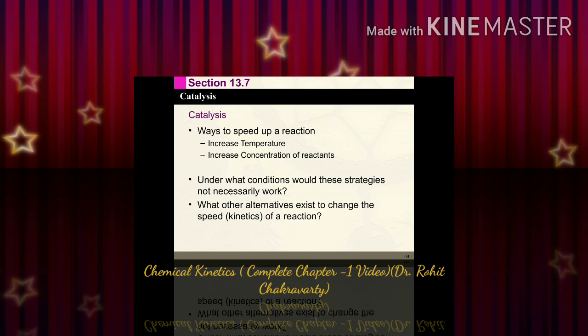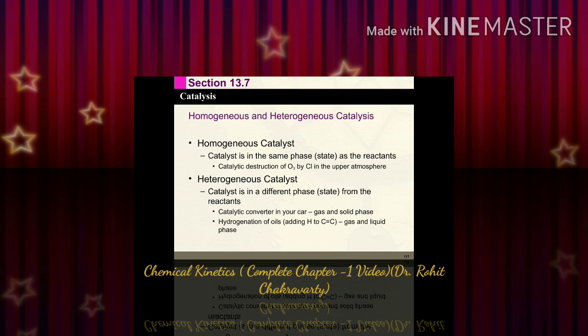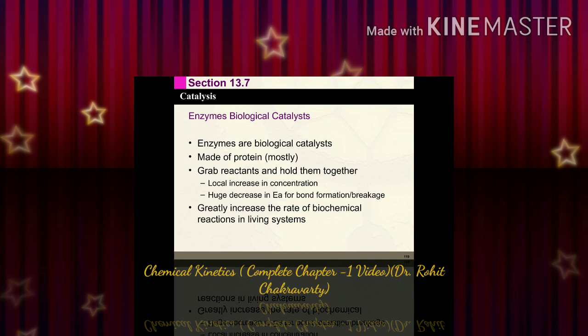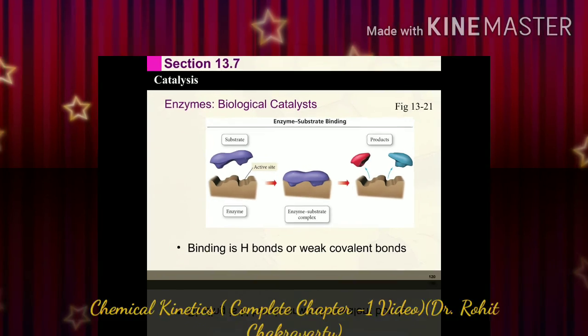Now the catalysis: what is the role of a catalyst, and how does a catalyst increase the rate of reaction, how does it enhance the rate of reaction. There are two kinds of catalyst, homogeneous and heterogeneous. Here I have given an example of homogeneous and heterogeneous, what the basic differences between them are, and the enzymes, biocatalysis. So I hope this video will enhance your knowledge about chemical kinetics.